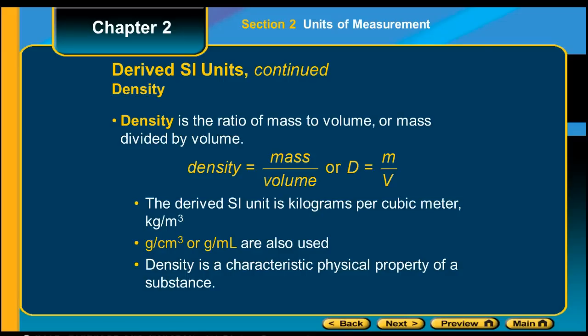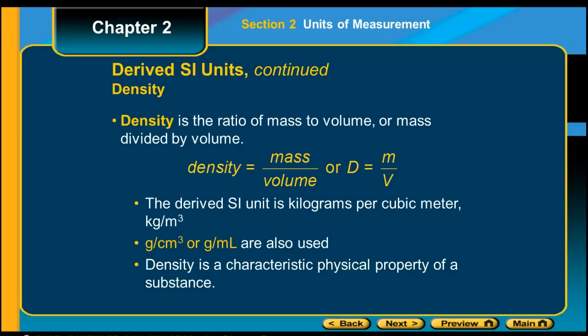So density is the ratio of mass to volume, or mass divided by volume. As you can see, this equation says density is equal to mass divided by volume, or D equals M over V. You will want to know that equation for the labs that we do, and for when you're asked to find density, or when they give you density and ask you to find the mass or the volume. It is typically kilograms per cubic meter, but in labs, we measure it in grams per centimeter cubed or grams per milliliter. They're also the same.